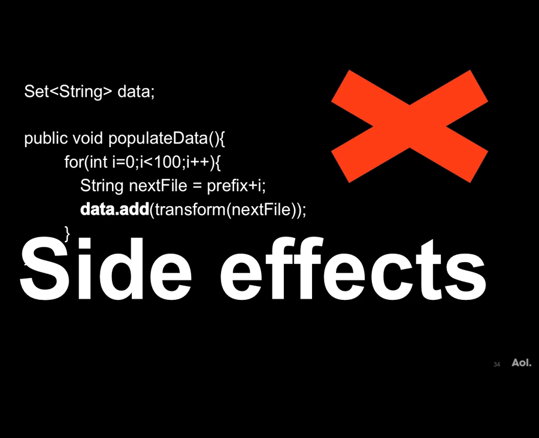So here's a pretty typical example of imperative Java 7 style code where we're populating a set inside a method in a list, and we're adding data into the set. Where we're adding the data into the set, that is a side effect. We're impacting state outside of the method. So this method, populateData, is impure. It's not a pure function.